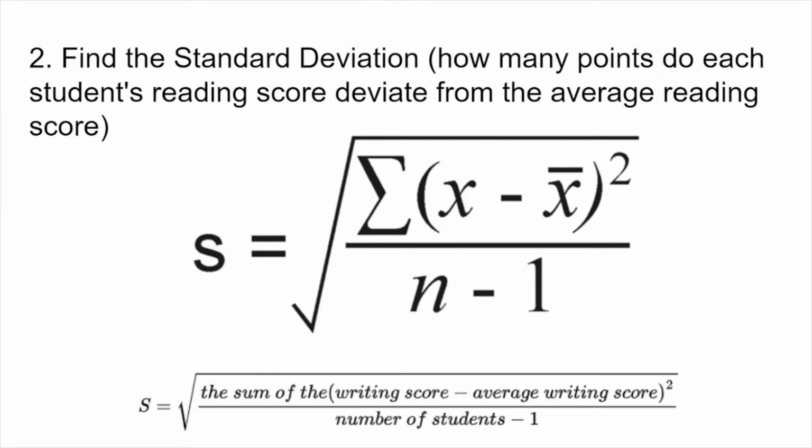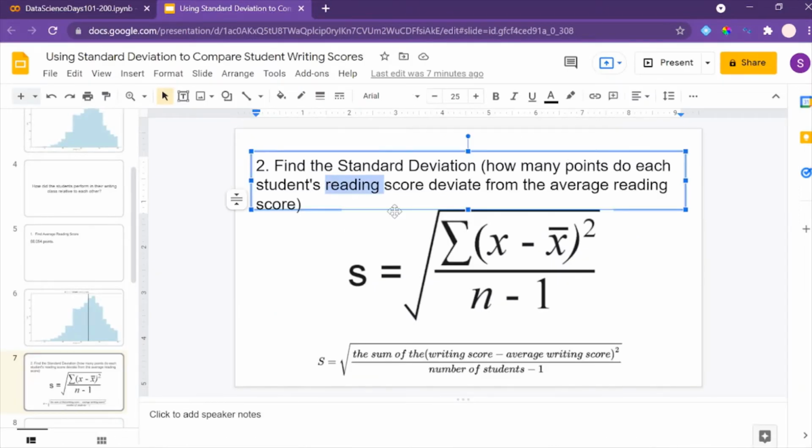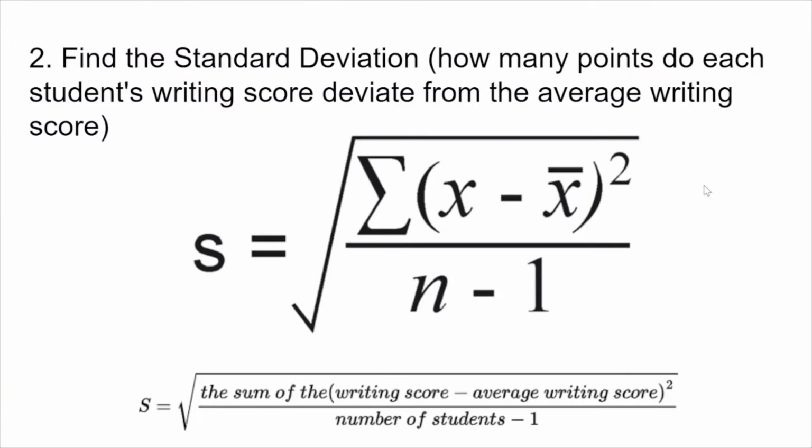Next, you will find the standard deviation. This tells us how many points each student's writing score deviates from the average writing score. That's basically the definition of standard deviation in this case. I provided the formula: standard deviation is equal to the square root of the sum of the writing score minus the average writing score, squared, divided by the number of students, which is 1,000, minus 1. If you want to know why we're subtracting 1, I'm going to link that video down in the description below.